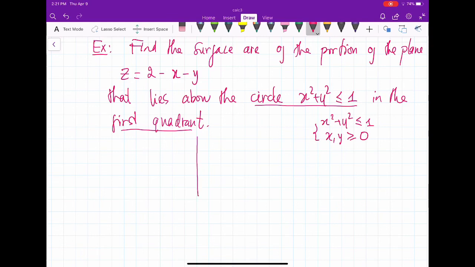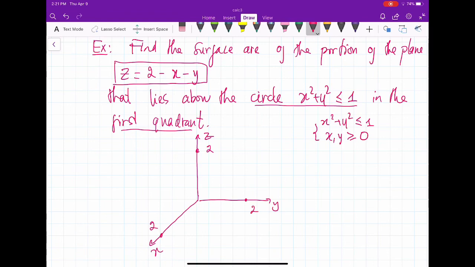All right, now let's draw that out, and then we'll see the picture. So here is my x, y, and z. I have to plot the plane z equals 2 minus x minus y. So if x and y are 0, z is 2, right? 2 is right here. If y and z are 0, x is 2. Okay, and if x and z are 0, y equals 2. So that is my plane.